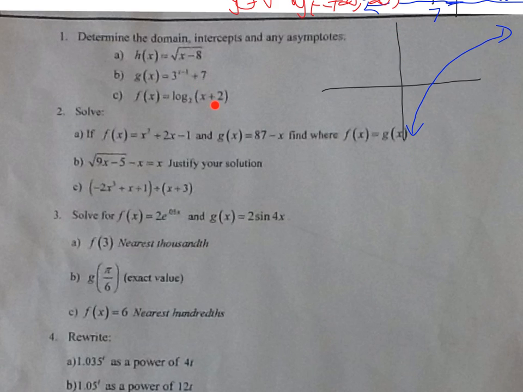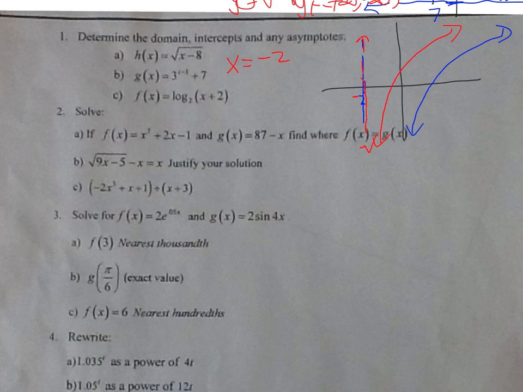However, this one has a shift. See, I have a plus 2 to the x value. That means I'm shifting it to the left by 2. So at negative 2, I'll have an asymptote here. So my graph will look like this. All right, so I do have an asymptote. My asymptote is x is equal to negative 2. Sorry, negative 2, not positive 2.